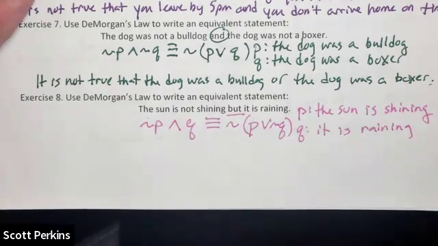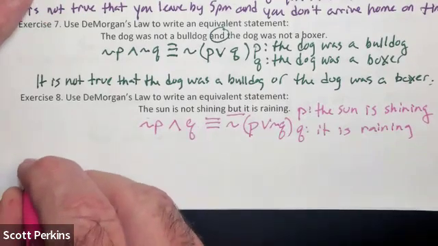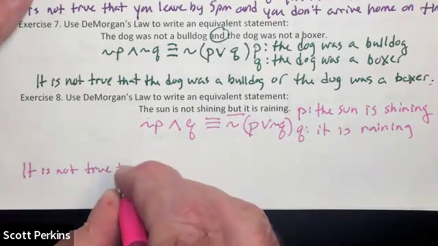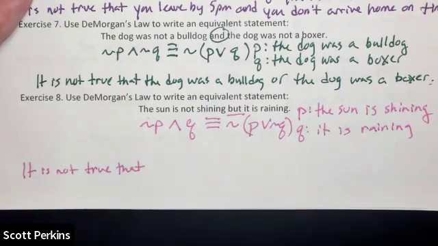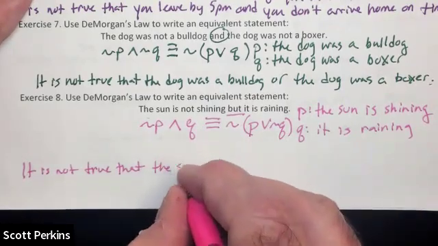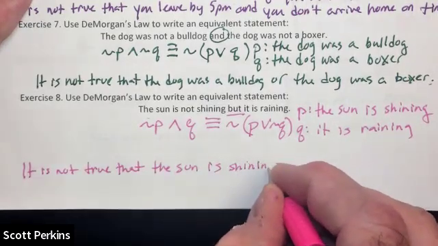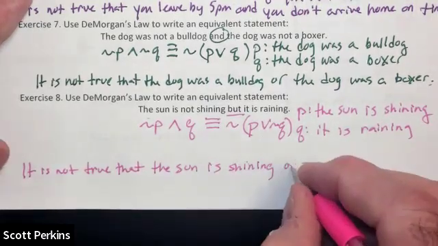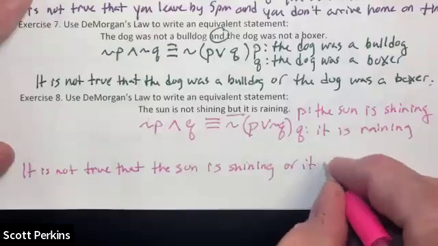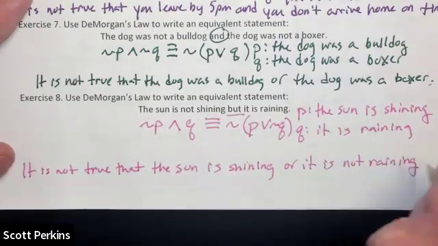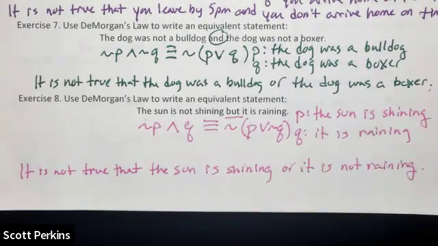And now I'm going to write this in words. So I'm going to say it is not true that P, the sun is shining, or squiggly Q, it is not raining. And there you go. There are your DeMorgan's law in addition to your negating of a conditional statement. Good luck.